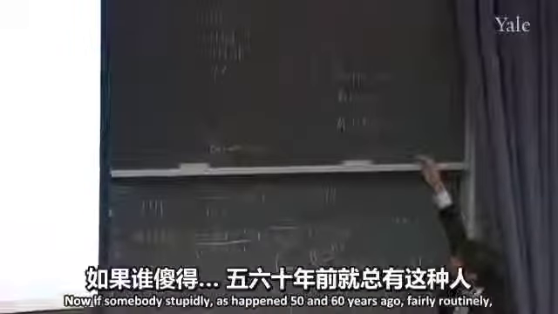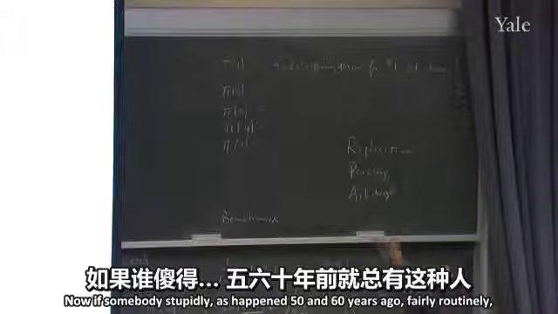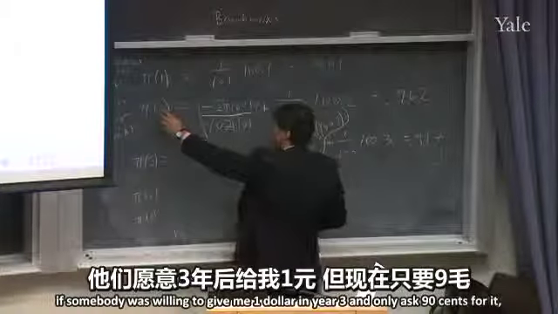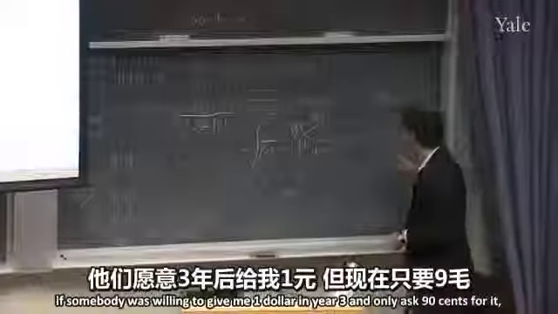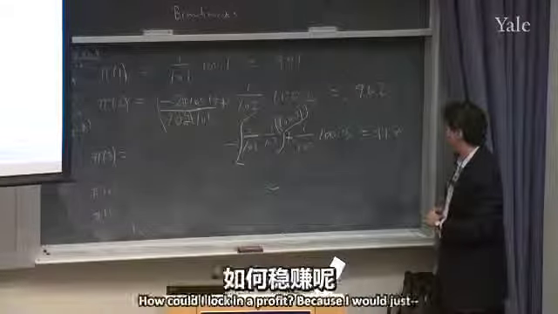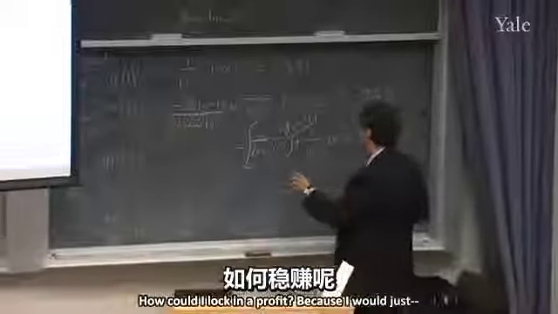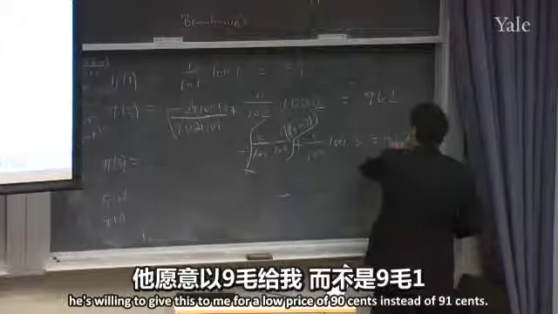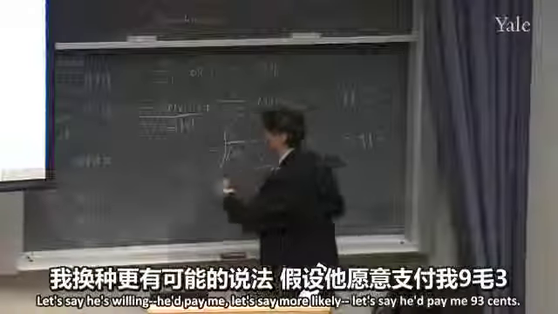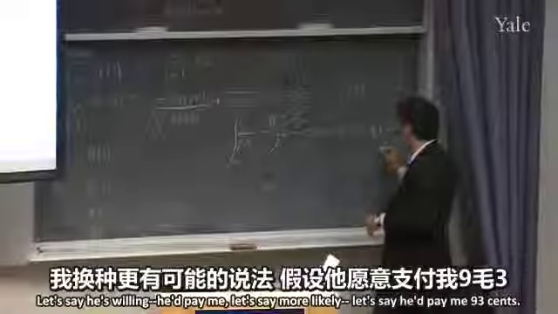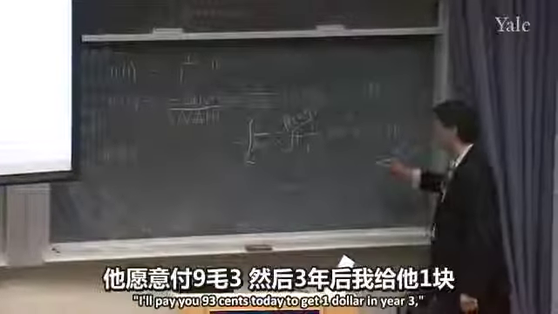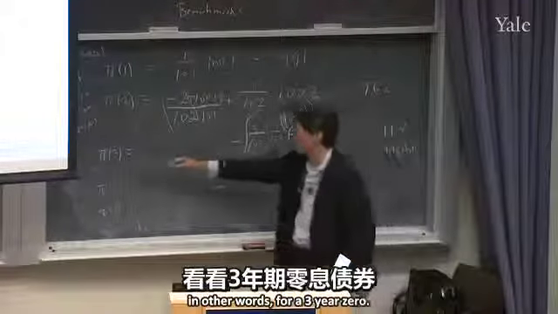Now, if somebody stupidly, as happened 50 and 60 years ago, fairly routinely, was willing to give me $1 in year 3 and only asked 90 cents for it, then I would be able to lock in a profit. How could I lock in a profit? Let's say, more likely, some guy came to me, I'm the banker, and he says, I'll pay you 93 cents today to get $1 in year 3. In other words, for a 3-year zero.